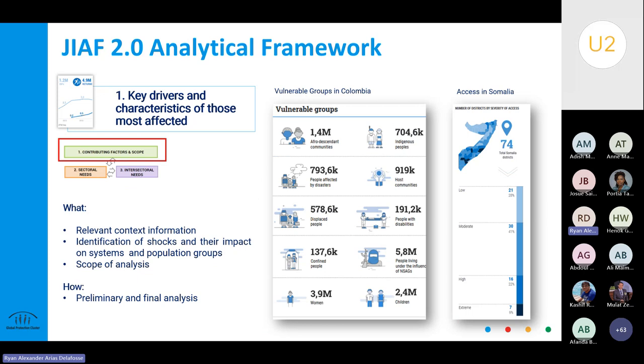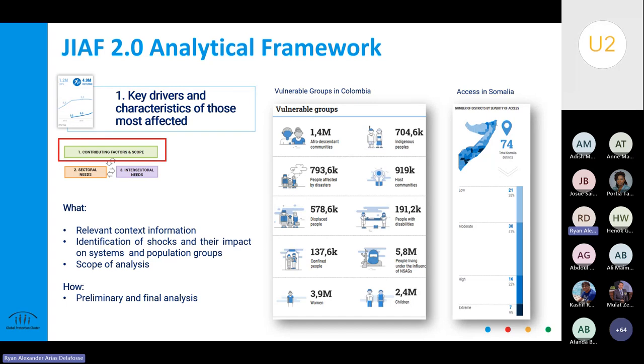So, module 1, this is kind of repeating a bit of what I mentioned before. This makes sure that the key shocks are defined, specific population groups are highlighted, and the scope of analysis is jointly set and that everyone agrees on the scope. This is the chance for you to make sure that vulnerable groups are highlighted, for instance, you can see access in Somalia.